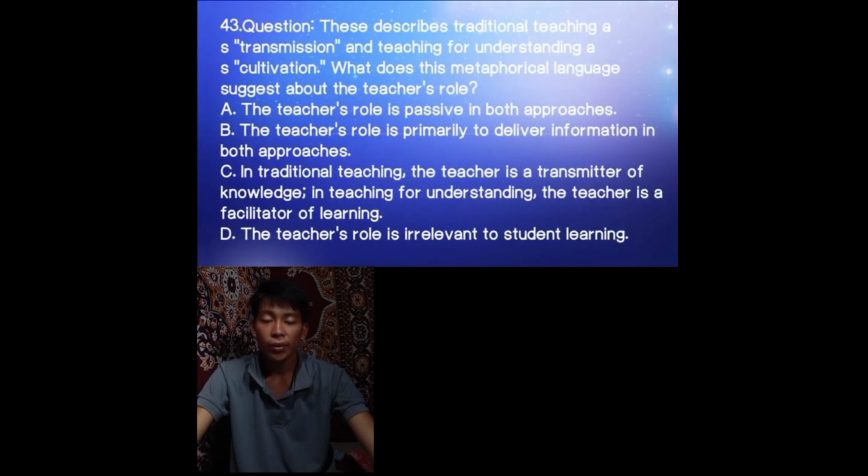Number 43 question. This describes traditional teaching as transmission and teaching for understanding as cultivation. What does this metaphorical language suggest about the teacher's role? A. The teacher's role is passive in both approaches. Letter B. The teacher's role is primarily to deliver information in both approaches. Letter C. In traditional teaching, the teacher is a transmitter of knowledge. In teaching for understanding, the teacher is a facilitator of learning. Letter D. The teacher's role is irrelevant to student learning.